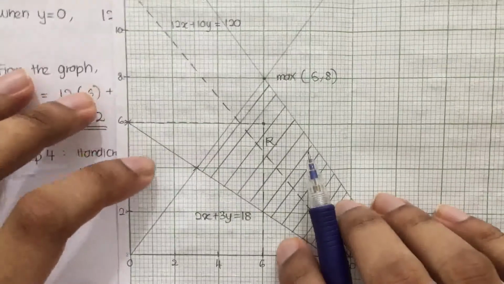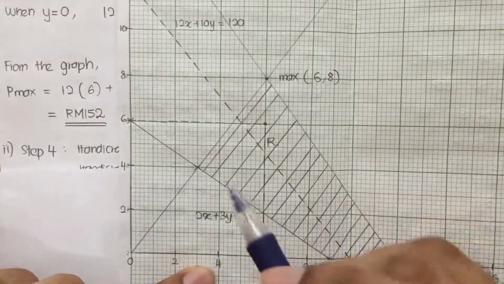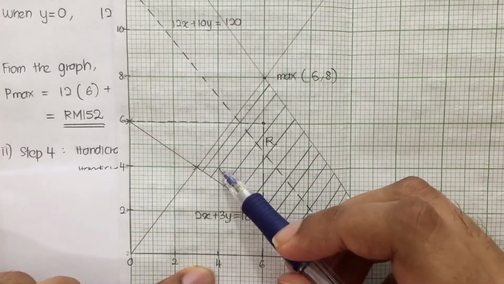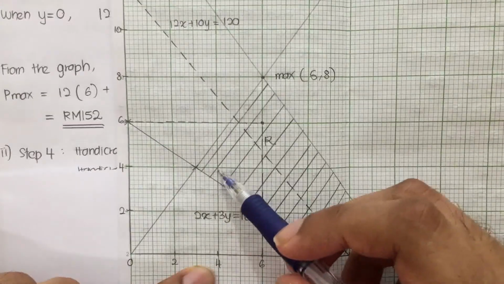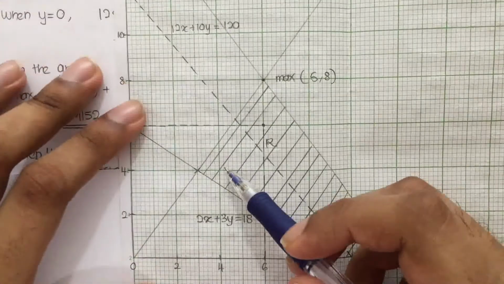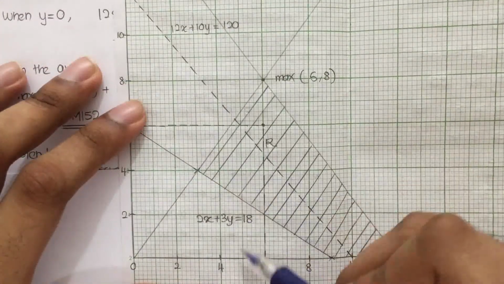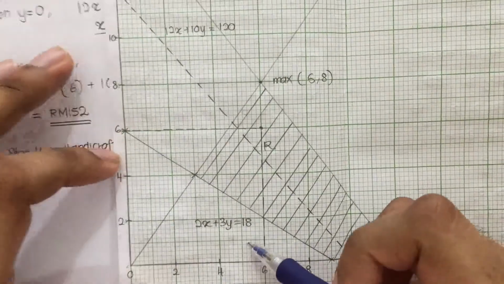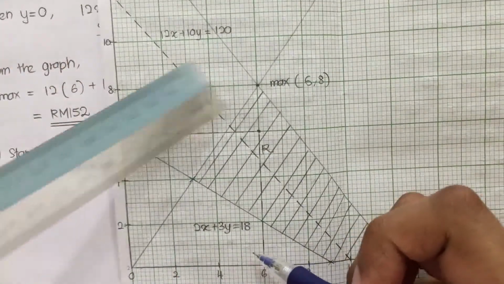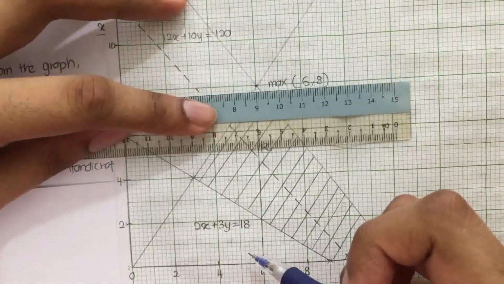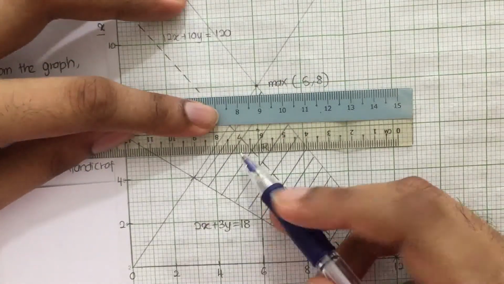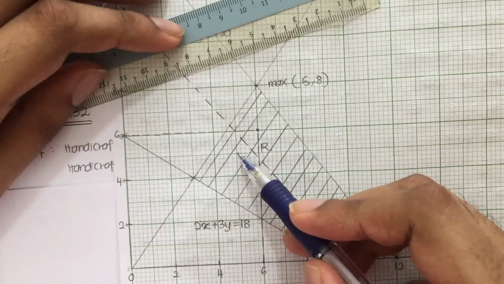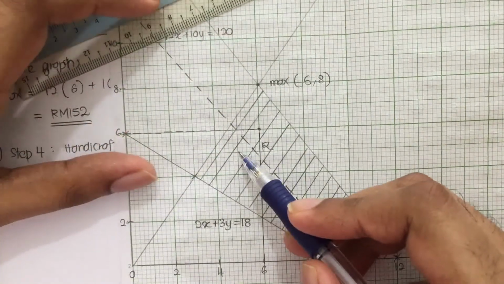Let us start with the lowest possible, which is x equals 4 and y equals 4. Is this maximum? This is not maximum, but we hold the value first. Then you proceed to x equals 5 and y equals 5, which is over here. If you can't see it clearly, let me use the ruler. Is this the maximum point? It's not the maximum point. We can still go further.